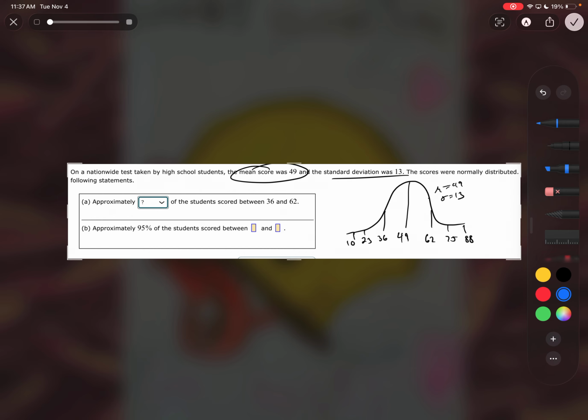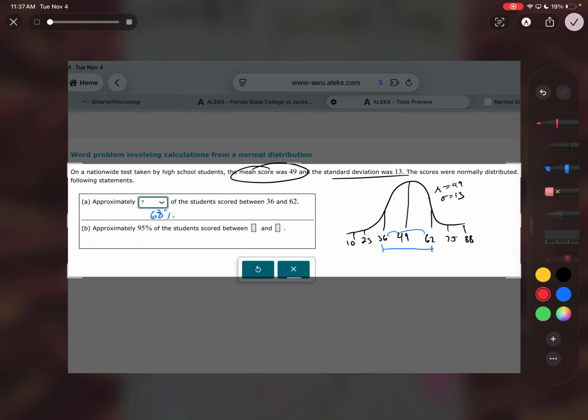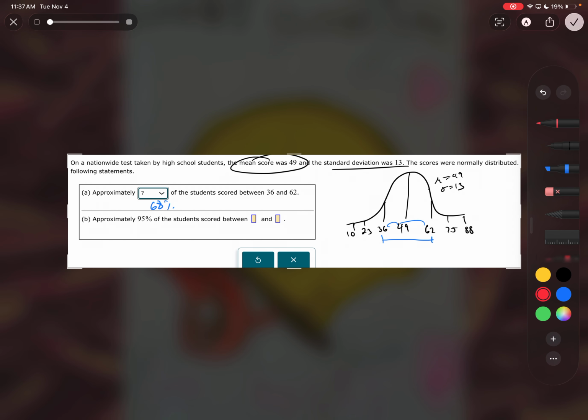But all right, so approximately what percentage of the students scored between 36 and 62? Well, 36 and 62 is 1 standard deviation away, right? So that would be 68%. Approximately 95% of the students scored between what? So remember my rule is 68, 95, 99.7. So 95 is 2 standard deviations away. So 2 standard deviations away would be 1, 2. It would be 23 and 75. So you have to add the standard deviation twice.